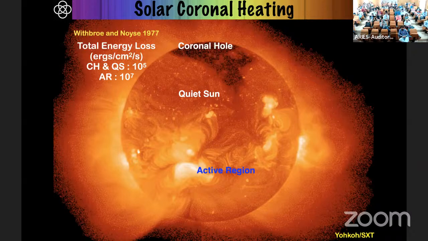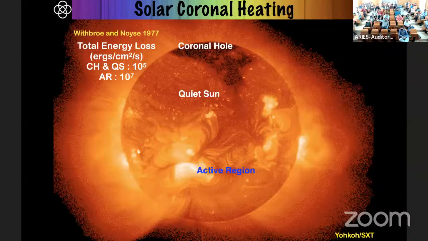We know the total energy loss from regions like this, because it's really bright, so it's radiating more, is about 10^7 ergs per centimeter square per second. The quiet sun and coronal holes are radiating about 10^5 ergs per centimeter square per second. We also know the lifetimes: quiet sun and coronal holes are always there. Coronal holes last about a month, or sometimes 2 to 3 months. Active regions are a function of solar activity, but a given active region can last a few days and sometimes 1 or 2 solar rotations. And one rotation is about 27 days.